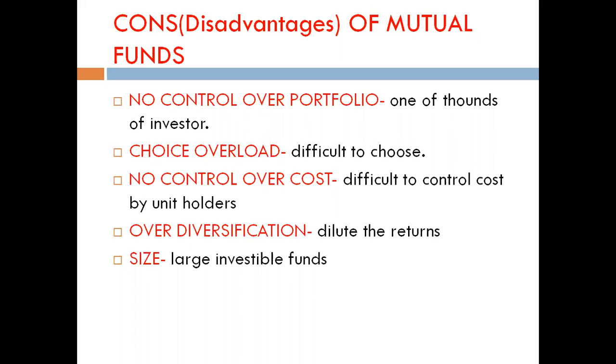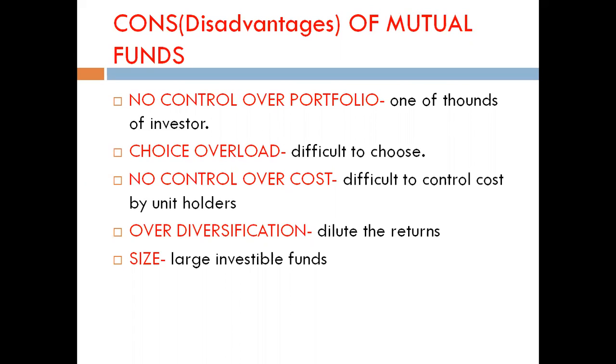Choice overload. It refers to the fact that there are more than 2000 mutual fund schemes. So it becomes very difficult for the investors to choose a scheme which suits his risk and return objective. The next disadvantage is no control over cost. Costs incurred for managing the schemes are shared by all the unit holders in proportion to their holdings. So the investors will have no choice of controlling the cost.